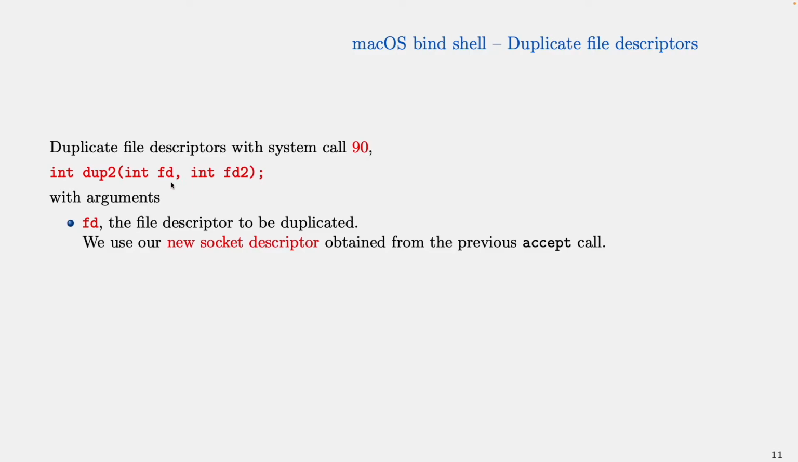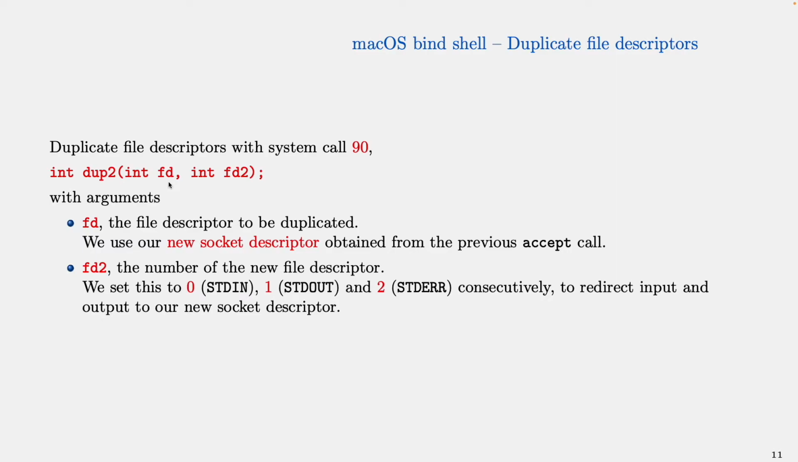The first argument, fd, is the file or socket descriptor that we wish to duplicate. So in our case, this is the socket descriptor that was just returned by the accept system call. The second argument, fd2, is the number given to the duplicated socket descriptor or file descriptor. And we use dup2 for each: the standard input, which is number 0, standard output, which is number 1, and standard error, which is number 2. So that way all data directed to one of these file descriptors will be directed to our socket.